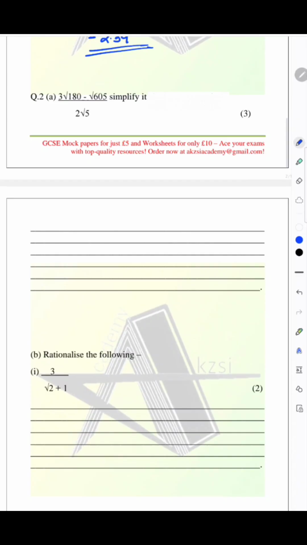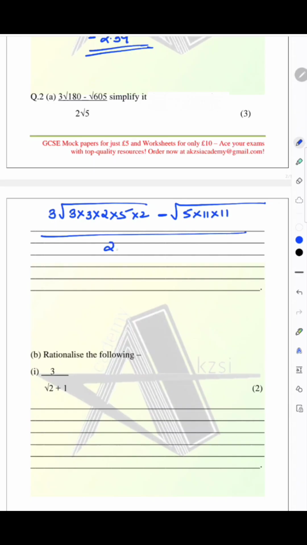Question 2 says 3 root 180 minus root 605 over 2 root 5, simplified to an integer. If we go by the same prime factor method, we can find that this will be 3 times 6 times 2 times 5, and 6 can further be written as 3 times 2, minus root 605. Obviously you can see it can be divided by 5, and then you'll get 121, which can be written as 11 times 11, over 2 root 5.